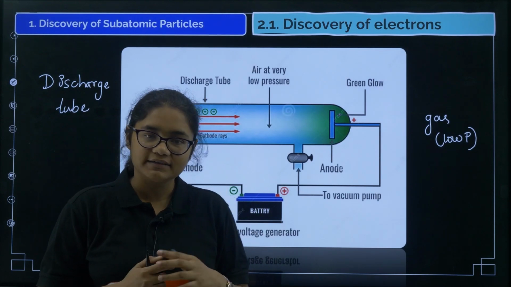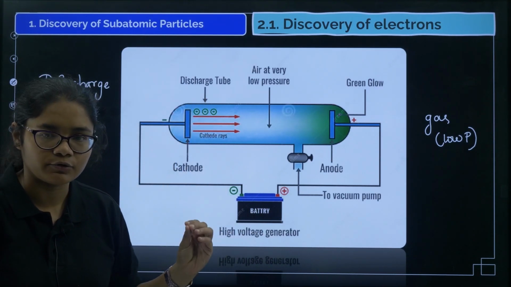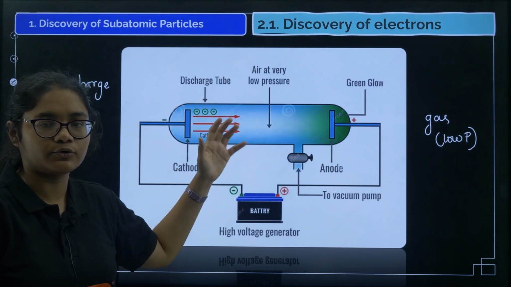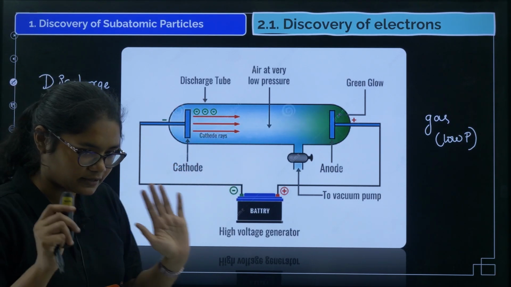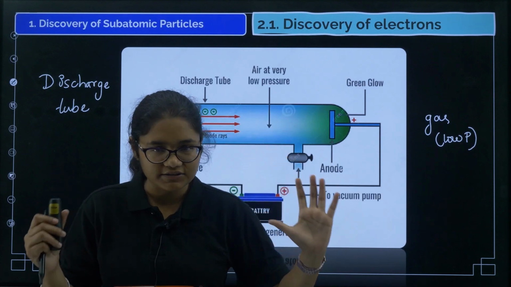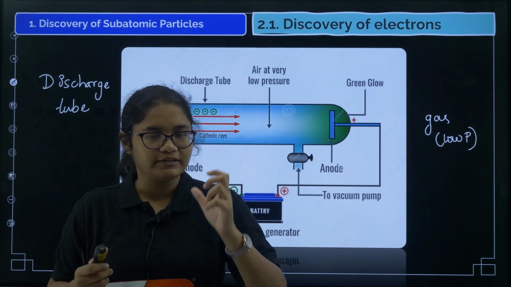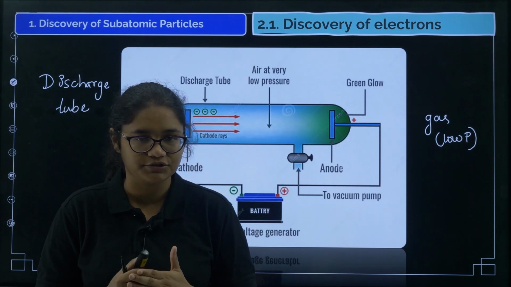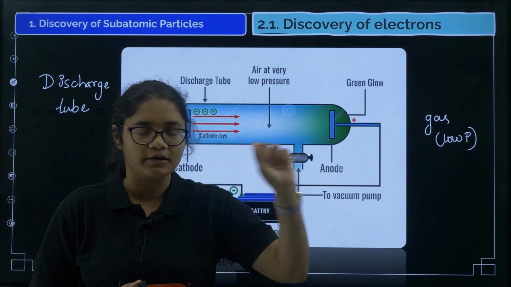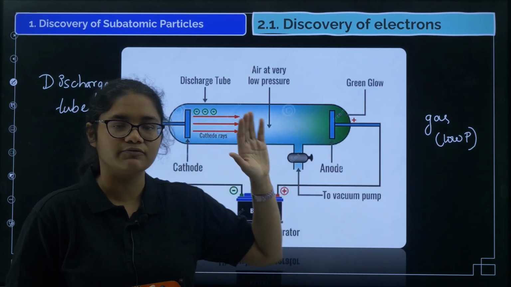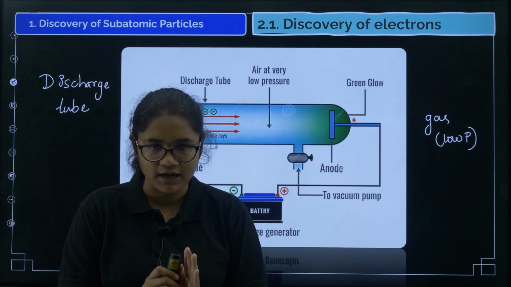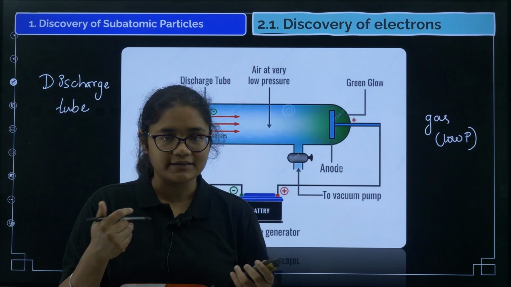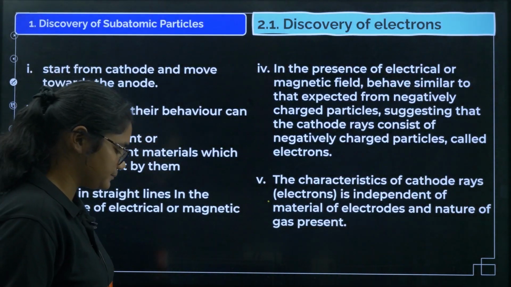Now let us see what the properties of cathode rays are and why we thought these rays are made up of particles. We will understand that. For now, the story is like this: a discharge tube was there, you filled it with some gas molecules, and then you gave a very high potential, and you can find some rays going from cathode to anode. Apart from this we do not know anything. Now let us understand about these cathode rays.